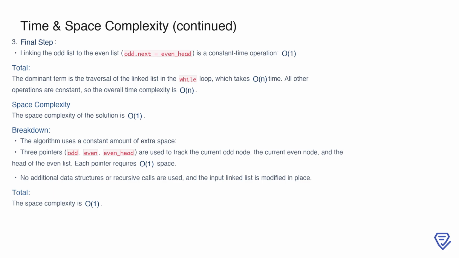Moving on to space complexity, the algorithm uses a constant amount of extra space. We only have 3 pointers, odd, even, and even_head, to track the current odd node, the current even node, and the head of the even list, respectively. Each of these requires O(1) space. Since we do not use any additional data structures or recursive calls, and the input linked list is modified in place, the space complexity is O(1).